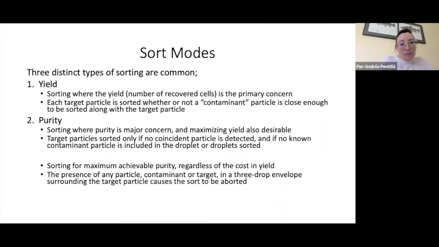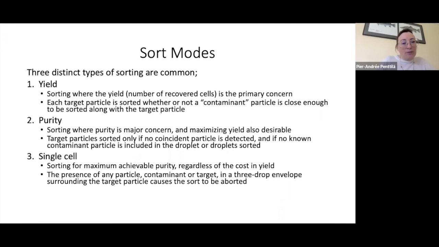The second type of sort mode, and this is probably the one that most people are particularly interested in achieving, is that of high purity. This is sorting where purity is a major concern and maximizing yield is desirable. A target particle is sorted only if no coincident particle is detected and if no known contaminant particle is included in the droplet or droplets sorted.